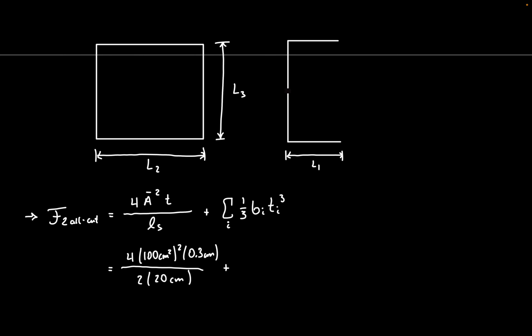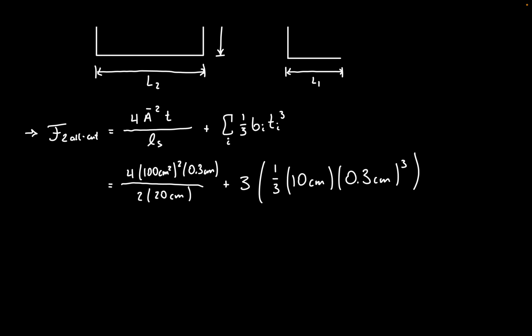And then for this next part, B is going to be the length of our bars here, and T is going to be the thickness of the bars. They all have the same thickness and the same length. So we can say 3 times 1/3, we'll have 10 centimeters for the length, and then a thickness of 0.3 centimeters cubed. And then what we should get is a J2 cell cut equal to 300.27 centimeters to the 4.